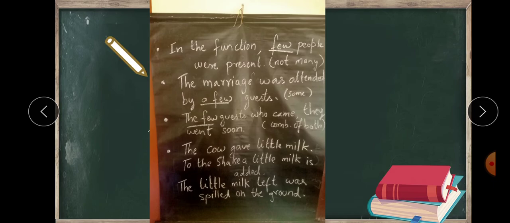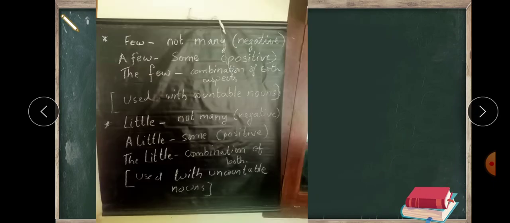Similarly, few, a few, the few. Few, not many, is a negative sentence. A few, some, again is a positive sentence. The few, combination of both aspects. Little is used with uncountable nouns: little, not many, negative; a little, some, positive; the little, combination of both. Uncountable nouns like milk, money, etc. Few is used with countable nouns like people, men, students, books, etc.